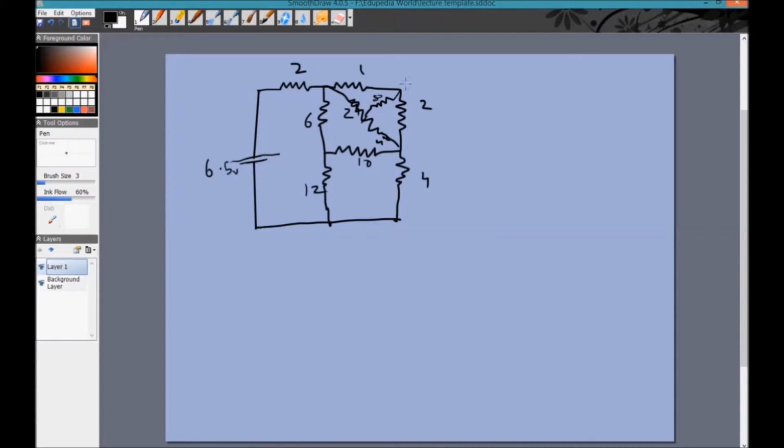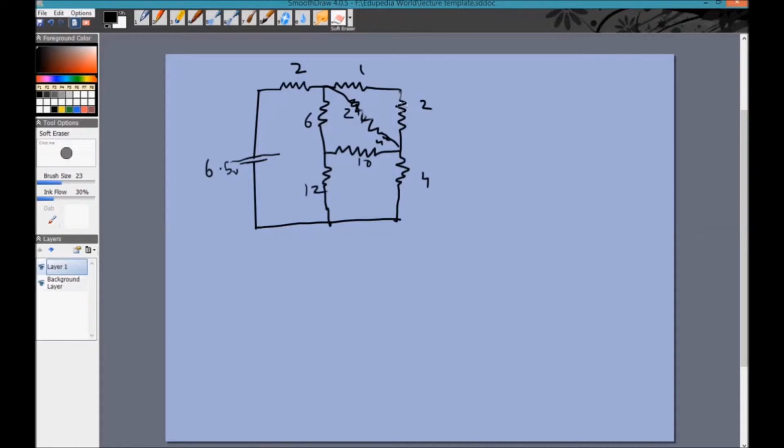So first of all, let's look at these 4. 2 times 2 is 4 and 1 times 4 is 4. So this is a Wheatstone bridge. For a Wheatstone bridge, we know we can just remove the inner one, because this is divided in the ratio 1:2 and this is divided in the ratio 1:2, so these two will have the same potential, so there will be no current passing through this.